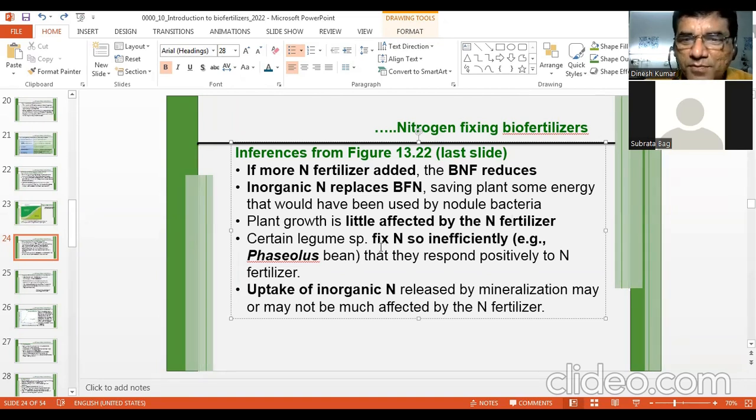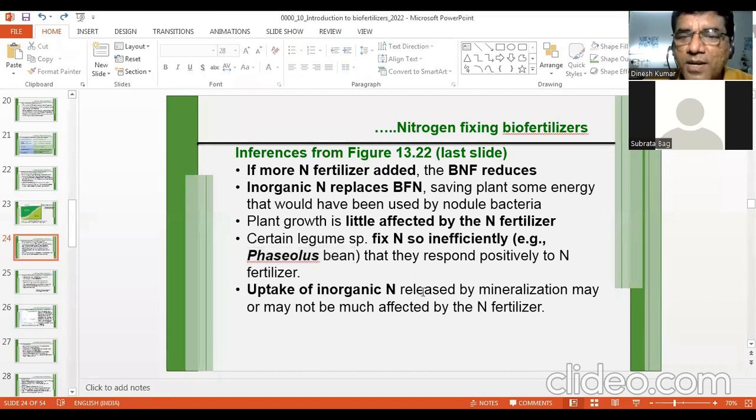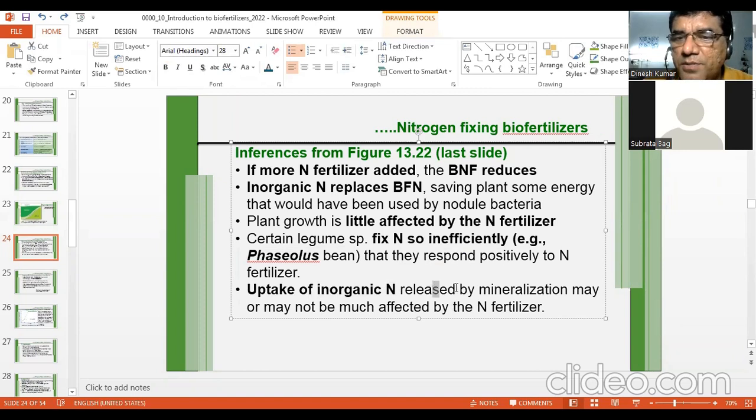Certain legume species fix nitrogen so inefficiently that they need external nitrogen application, like Phaseolus bean. Phaseolus bean is your rajma, or French bean. It does not have efficient N fixation. Uptake of inorganic nitrogen released by mineralization may or may not be much affected by N fertilizer.